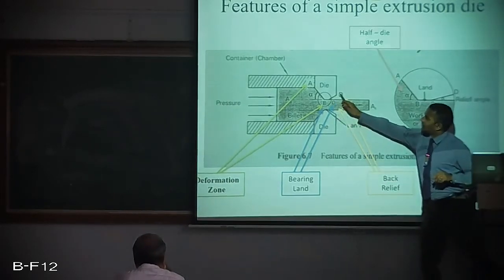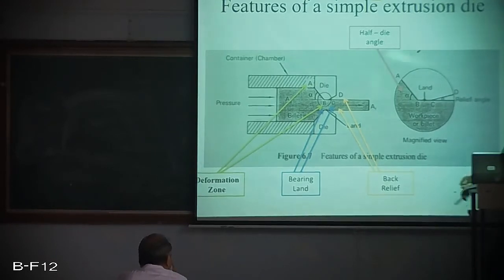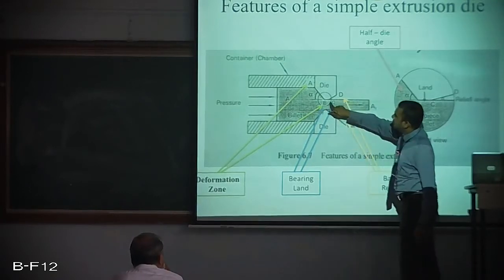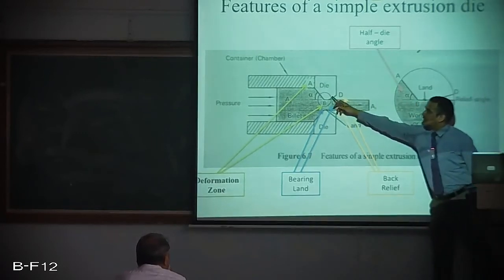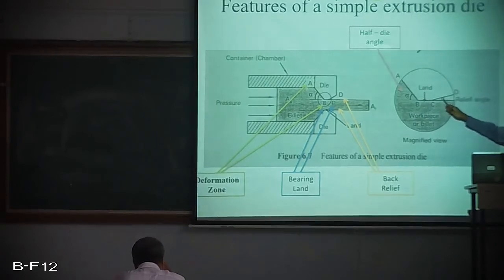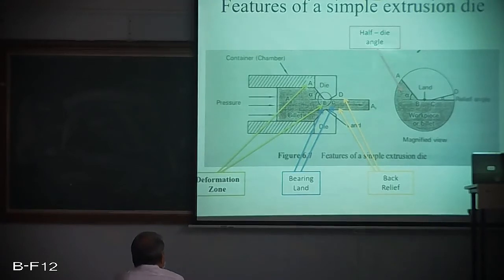And finally, we have the region CD, also called the back relief angle. In this area, the die allows the metal to expand slightly at work. So you can see over here, the metal is completely constrained till this point, up to point C, so that it is in continuous contact with the container or in continuous contact with the die. At point E, you can see there is a relief angle, and CD is called the back relief area. So the metal is allowed to slightly expand as the work metal leaves the die.